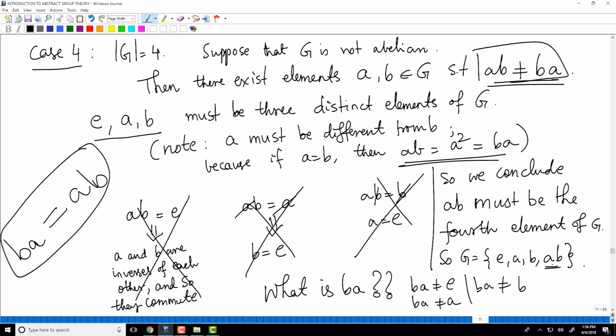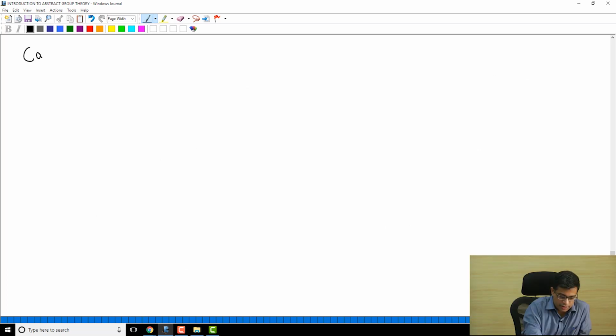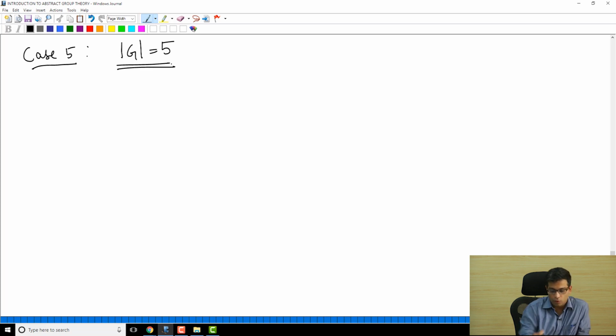So, the hypothesis that we started with, that there exist 2 elements A, B such that AB is not equal to BA, is wrong. In other words, G must be abelian. So, case 4 is also done. So, in case 4 we have concluded that G is abelian. So, finally, case 5. I want to show that in the case of an order 5 group, it is abelian.